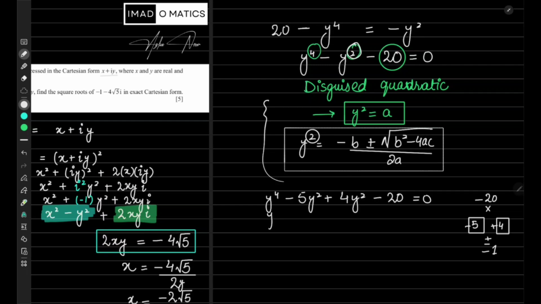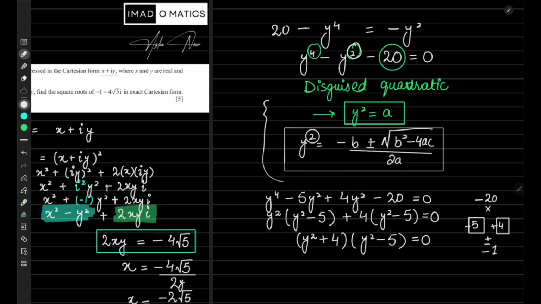Now we will take y square common. We will get y square minus 5. Then we are taking 4 common, and we are left with y square minus 5 equals 0. Then we get y square plus 4 times y square minus 5 equals 0. This implies either y square equals minus 4 or y square equals 5.